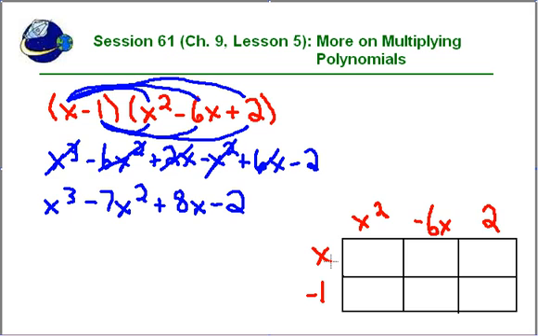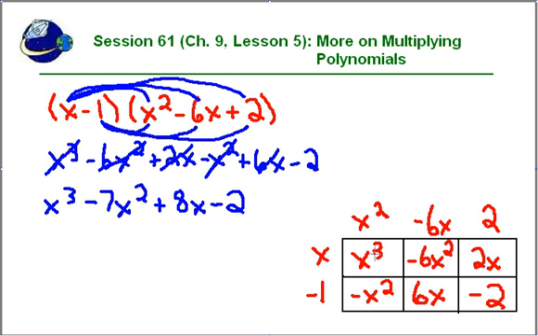So let's go ahead now and multiply each of the parts. We're going to take our x and multiply it by each of these three separately. x times x squared is x to the third. x times a minus 6x is a minus 6x squared. And then x times a 2 is simply 2x. Let's go to our last row. Minus 1 times x squared is minus x squared. Minus 1 times a minus 6x is a positive 6x. And then a minus 1 times a 2 is a minus 2.